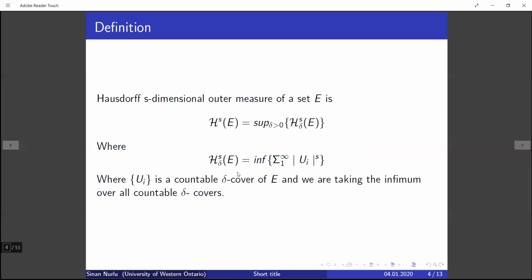All right, so first this thing. This is the infimum over delta covers. So the U_i here are delta covers, and we're taking the infimum over delta covers, and we're looking at the sum of the s-th power of the diameters of the U_i. And we're taking the supremum over deltas afterwards to define the s-dimensional Hausdorff outer measure. It's almost the same, just missing that small calibrating term.